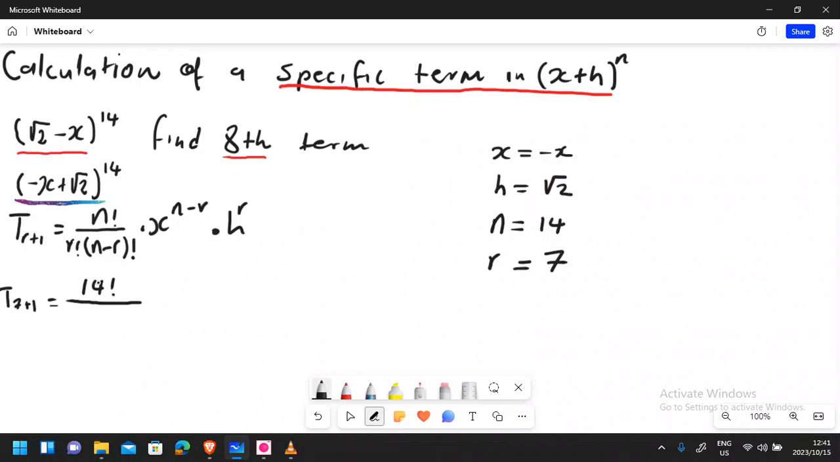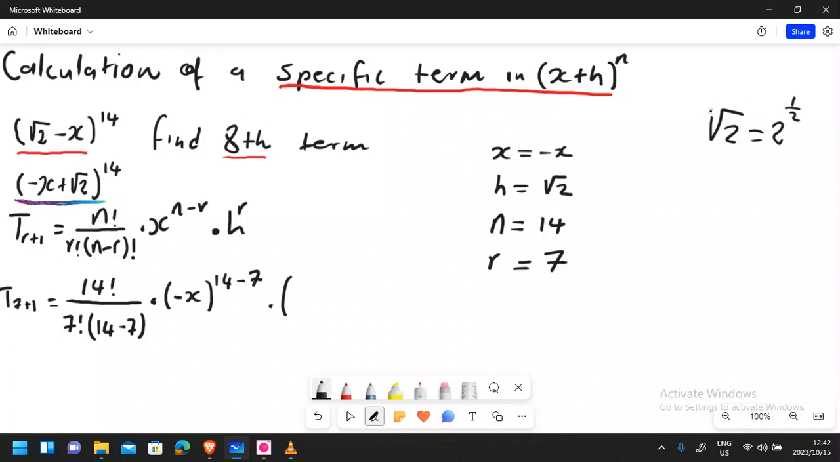Divided by, what is our r? r is 7 factorial. And then n minus r is 14 minus 7. What is our x? We multiply by our x, don't forget it's negative, so it's negative x, to the power of 14 minus r, which is 7, multiplied by h. What is our h? In this case, we know that it is square root 2, and square root 2 is the same as 2 to the power of half.